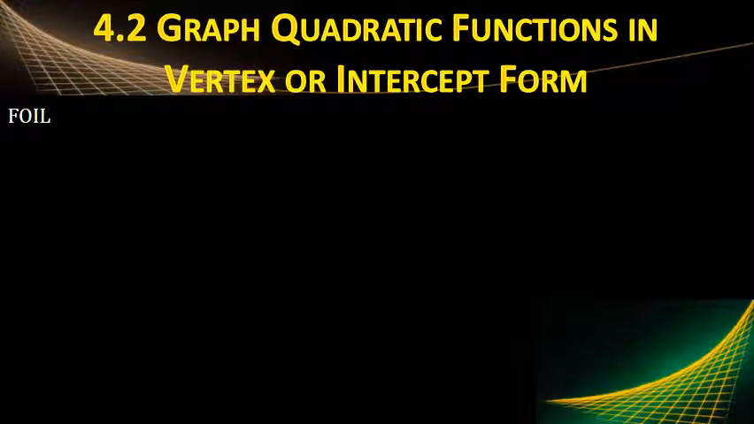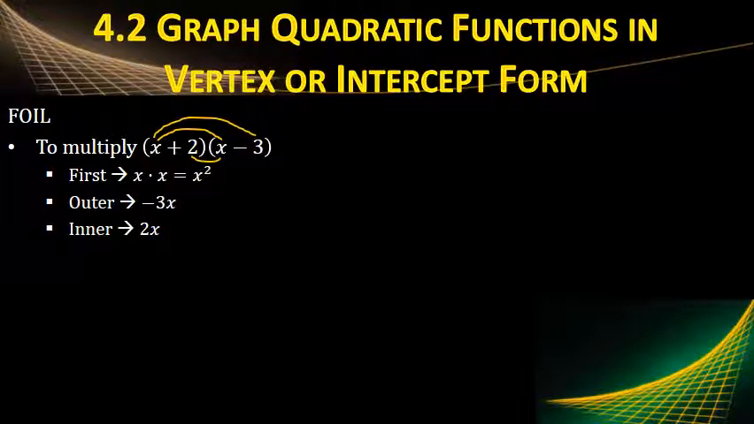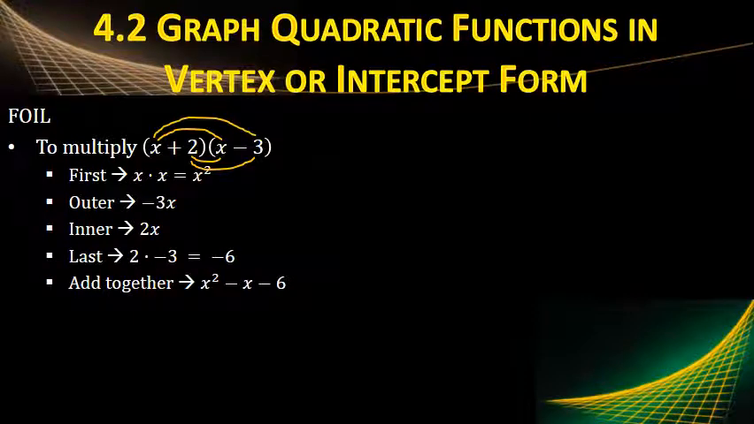Just a refresher on how to multiply using FOIL. To multiply these, you multiply the firsts, x times x gets x squared. Then the outers, negative 3x. Then the inners, 2 times x. And lasts, 2 times negative 3, which gives us negative 6. And you see the first letters here, first, outers, inners, lasts, spells FOIL. That's why we call it the FOIL method. It's really just the distributive property. Combine like terms, and you get your result.